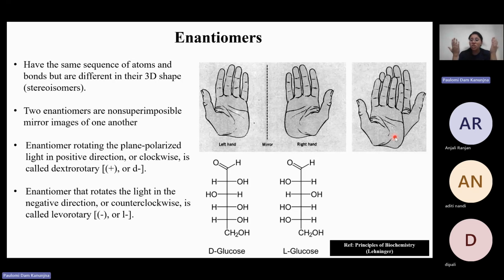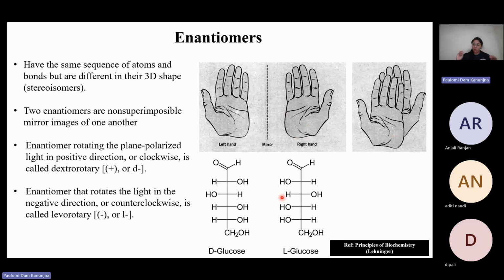In the first class, we saw that hands are non-superimposable, even though they have the same four fingers and one thumb. If you put them on top of each other, you don't exactly have a superimposing nature. And that's why these two are called enantiomers. So this is an example of understanding what an enantiomer is. You have two non-superimposable mirror images. That much we have seen.